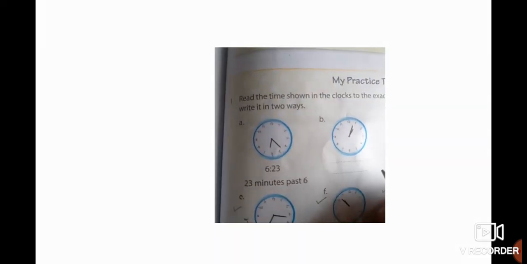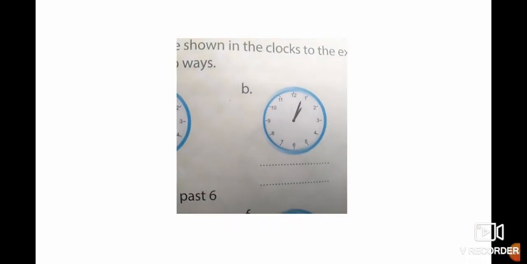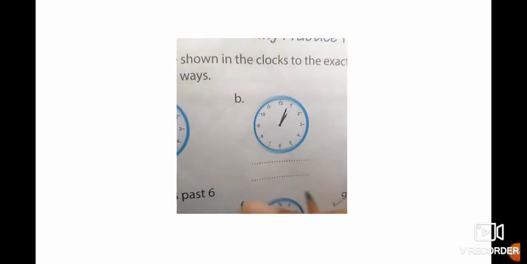Okay, if you have solved already, it is good. Now we are going to solve the classwork sums. So students, now we have to read the exact time in this clock, and we have to write it in 2 ways. Here we have written 6:23, like that only. So students, now we are going to solve B example.